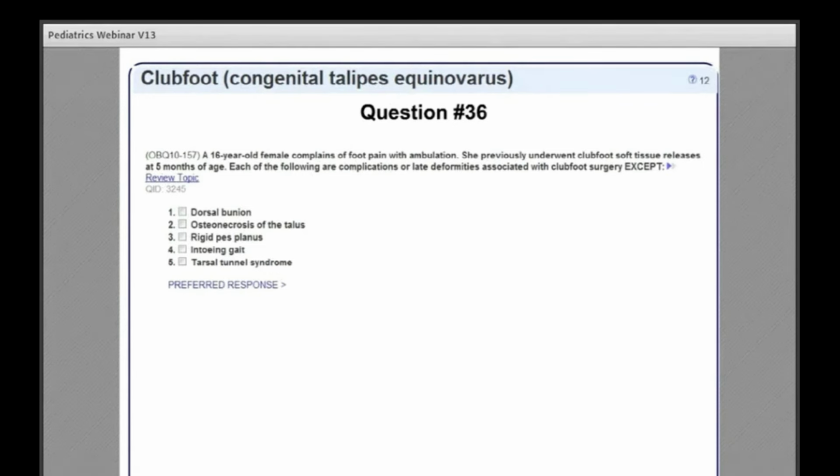A 16-year-old female complains of foot pain with ambulation. She previously underwent clubfoot soft tissue releases at 5 months of age. Each of the following are complications or late deformities associated with clubfoot surgery except.